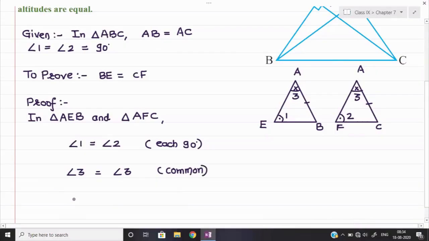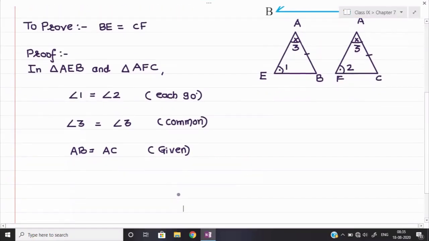Okay, and the third thing we can say here, AB is equal to AC, with the help of what is given in the question only, that AB and AC are equal. So now I can say, therefore triangle AEB is congruent to triangle AFC with the help of angle, angle, side rule.